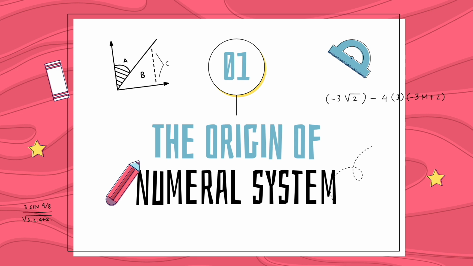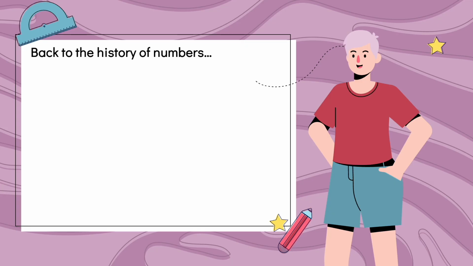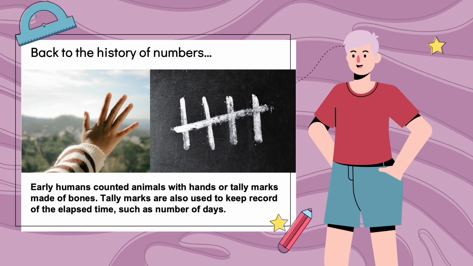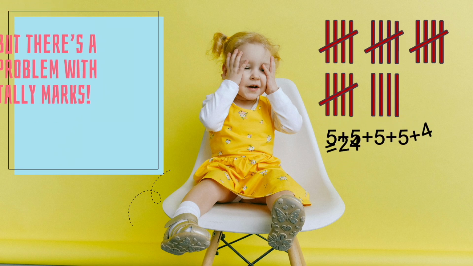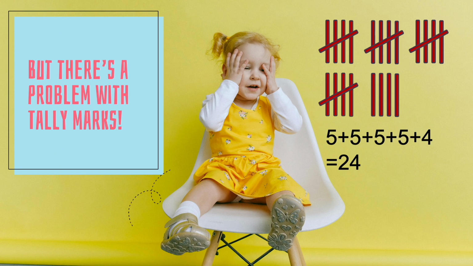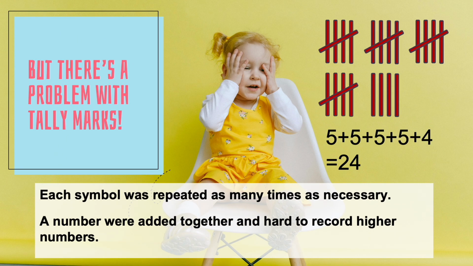Origin of numeral system. Back to the history of numbers. Early humans counted animals with hands or tally marks made of bones. Tally marks are also used to keep record of the elapsed time, such as number of days. However, there's a problem with tally marks. Each symbol was repeated as many times as necessary. Numbers were added together and it was hard to record higher numbers.